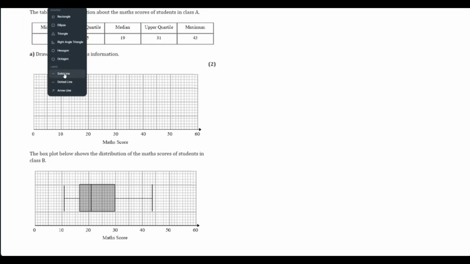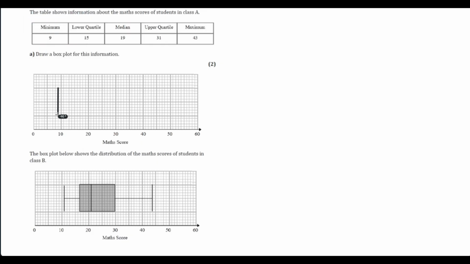Use a ruler. Please use a ruler. Don't use freehand. So that'd be 9 at that point. Lower quartile is 15. That'd be 15 there. Median is 19. That's this point there. Upper quartile is 31. And maximum is 43. And you draw a box around the quartiles. So if I just draw a box around it, it looks like this, and then link it with the minimum and maximum. Make sure the lines do not go through, otherwise you will lose a mark. And that's finished. It's very, very simple.